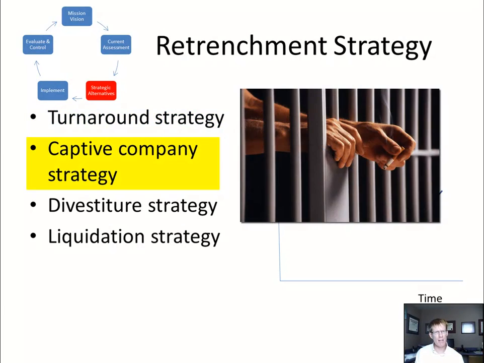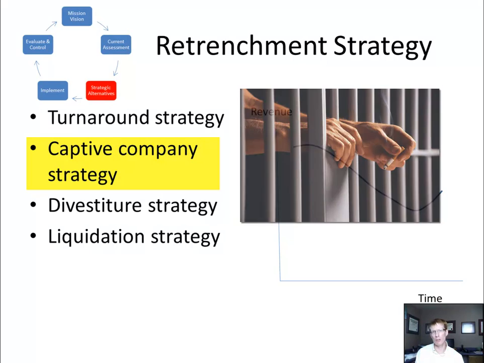A captive company strategy trades off long-term opportunities for stability by finding a buyer who is willing to contract to purchase a substantial amount of the company's production. The buyer gets a good price on the product that it's buying, and the company locks in a customer for its output, likely giving up some of the potential for incremental economic profits over the longer term.